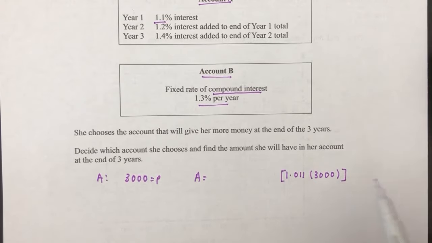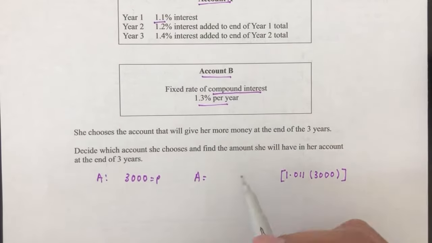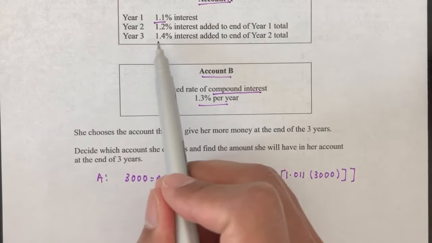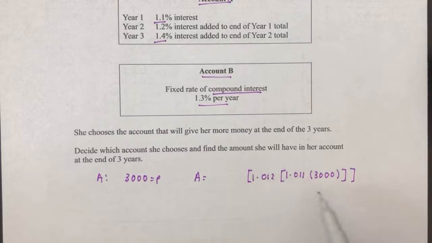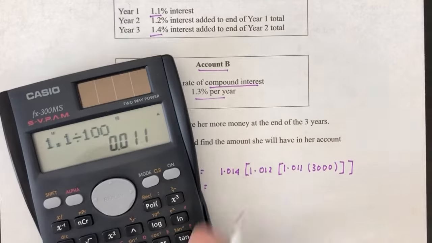Now on top of that, you can see they add 1.2%, so they will have to multiply this by 1.012. That's at the end of the second year. Now third year, they add 1.4% on top of this one, so they have to multiply this by 1.014. So this is the amount of money that she will have at the end of the 3 years. So let's solve.